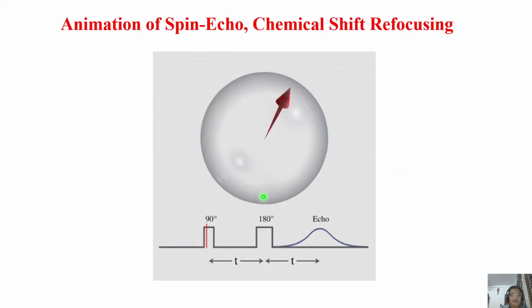This is the animation of that, which is taken from Wikipedia. You can see that this is what is happening. Look at it. The spins are like this. You apply a 90-degree pulse, bring it to the x-axis or y-axis. They start dephasing like this. The 180 pulse rotates them like a pancake, and then they start to come back and refocus with the maximum signal there. That is called an echo.